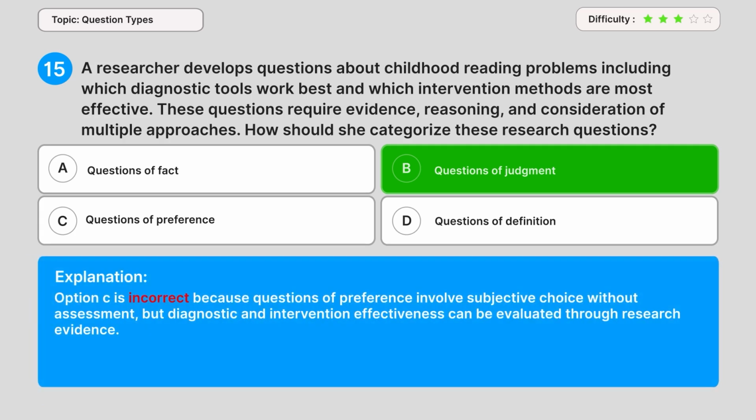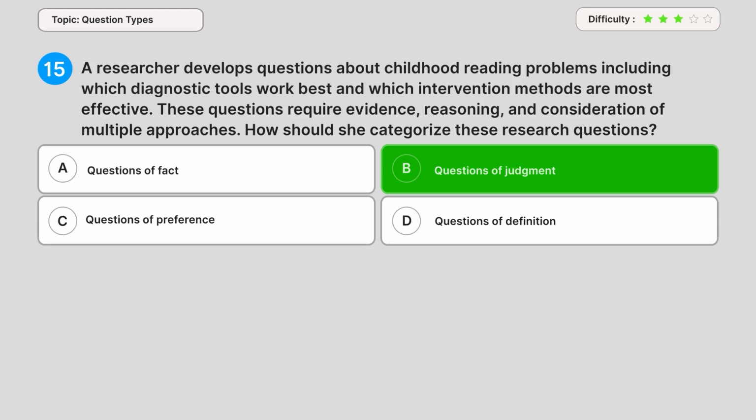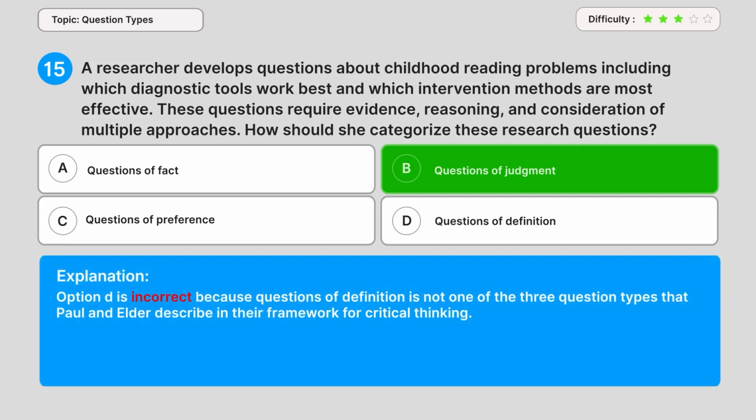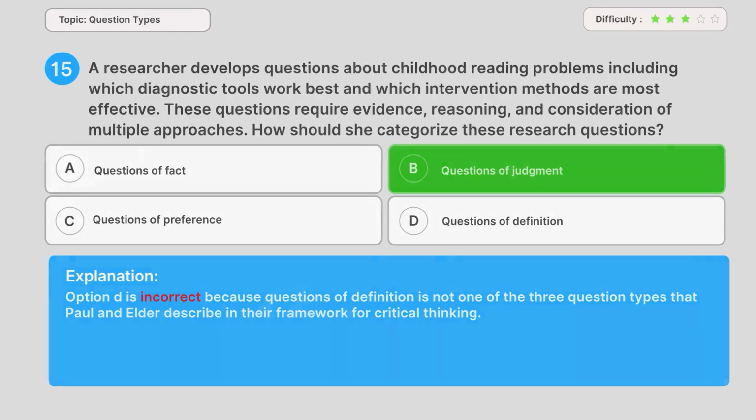Option C is incorrect because questions of preference involve subjective choice without assessment. But diagnostic and intervention effectiveness can be evaluated through research evidence. Option D is incorrect because questions of definition is not one of the 3 question types that Paul and Elder describe in their framework for critical thinking.